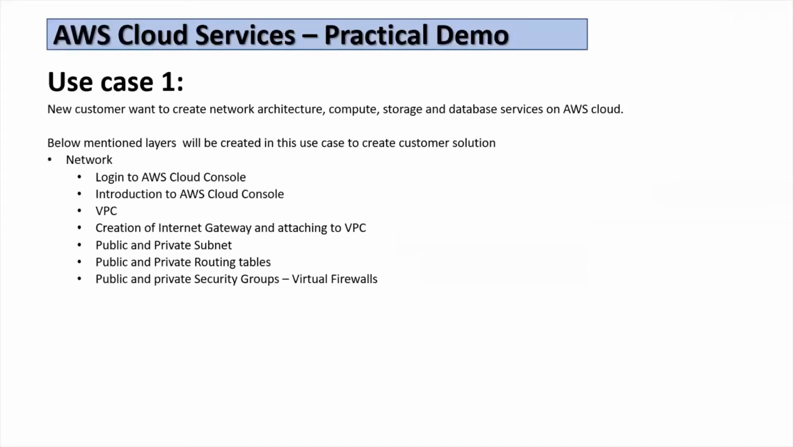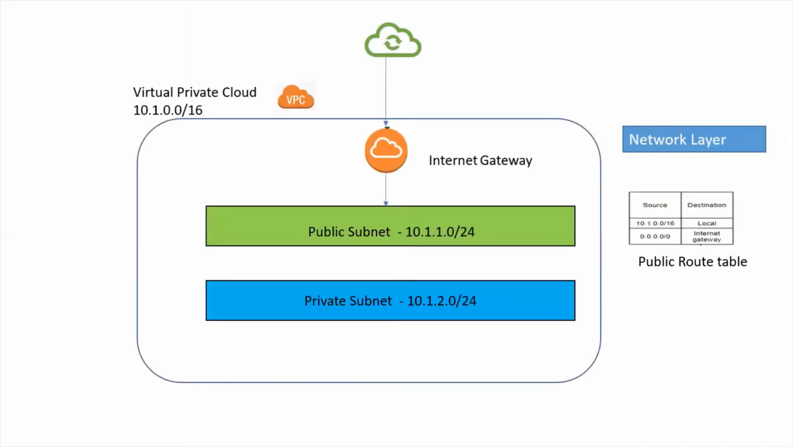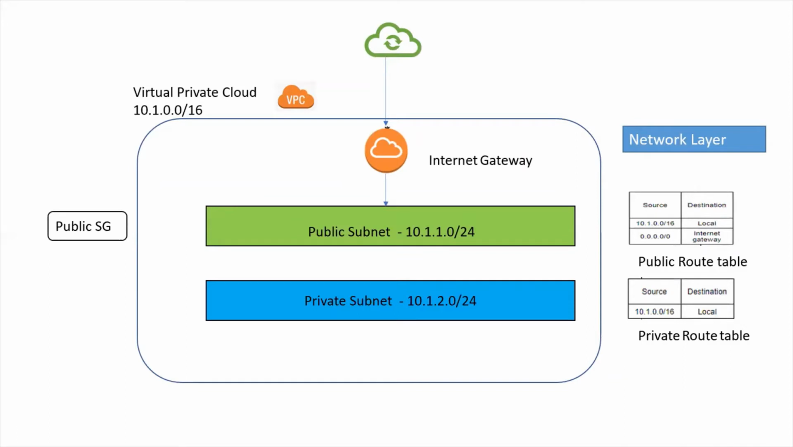I hope you remember that in use case one, we created the network layer: we created a VPC, created an internet gateway and attached it to the VPC, and created subnets, routing tables, and security groups. I hope you remember this was the diagram, with different public subnets, route tables, and security groups. In this same network, we will launch our compute layer. So moving to the use case for the compute layer.